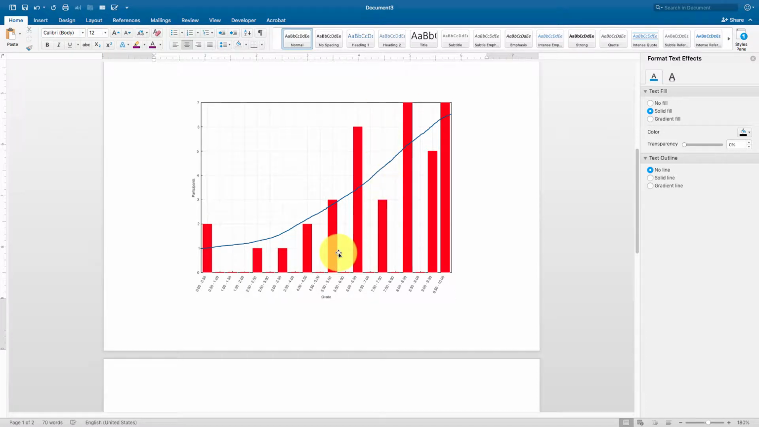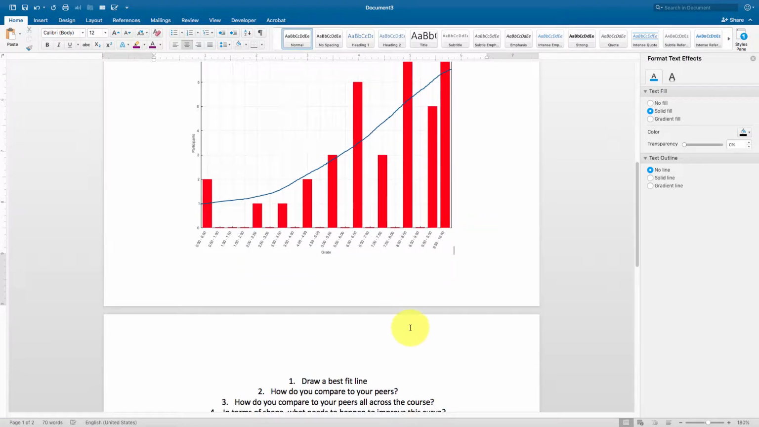You could say things like, most of the class scored in the A, B range. So there's a huge chunk here. I scored in the not passing range. So you're going to have different types of things that students write.